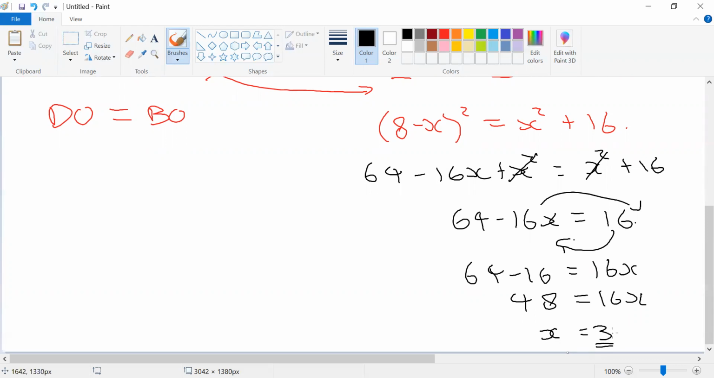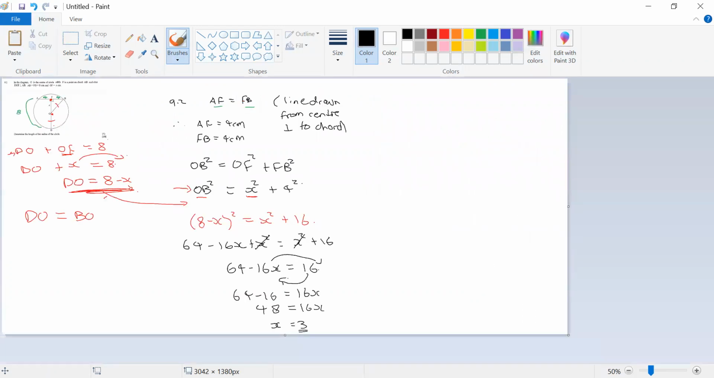But again, it wasn't asking us to solve for x. They asked us to determine the radius. And we know that the equation for the radius is the one that we've established up here. So we can simply say that the radius, which is actually DO, is equal to 8 minus x, which is equal to 8 minus 3, which is equal to 5. Is that understood?